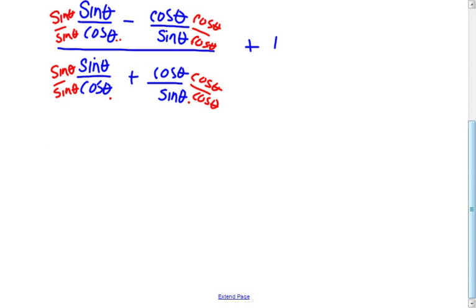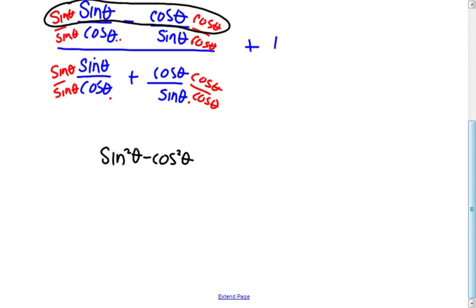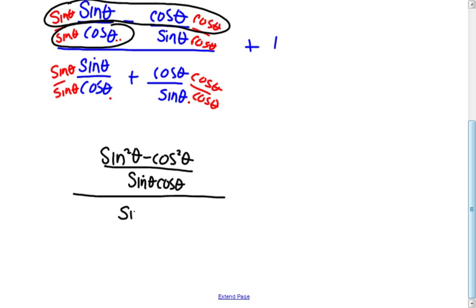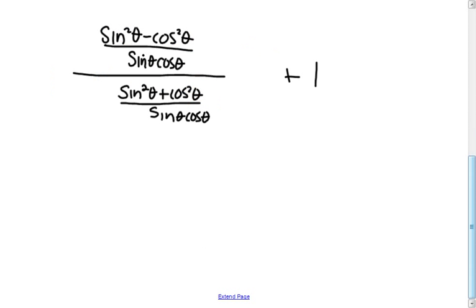I'm going to leave my 1 back there for now. I'm going to just deal with this ugly fraction. So what happens here is I have sine times sine, which is sine squared, minus cosine times cosine, which is cosine squared. So I have sine squared minus cosine squared over my common denominator down here, which is sine cosine. Okay, and then the bottom will be the same, except for there's a plus sign in there. And again, don't forget about your plus 1 back here.